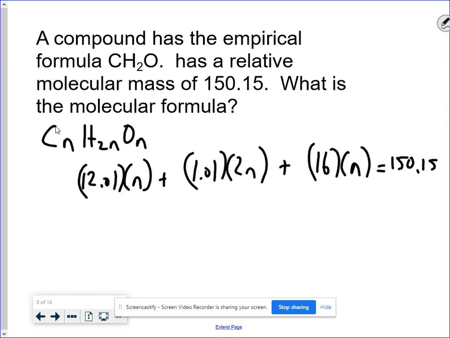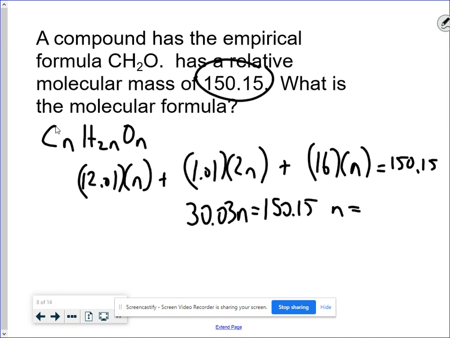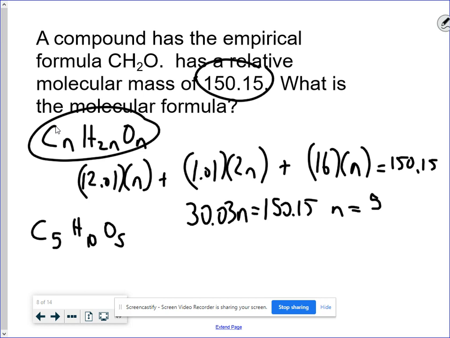Okay, so I'm just going to do this in one step, add up all of my N's. Okay, I get 30.03N. And that whole thing equals the relative deflection, 150.15. Okay, 150.15 divided by 30.03 gives me N is equal to 5. So I go back in and times everything here by 5. C5H10O5. Okay, I don't know if that exists, but that's what it is.